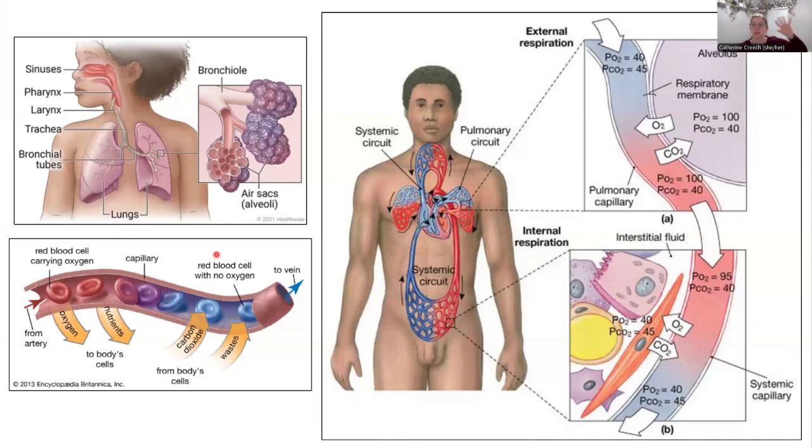So high concentration of oxygen in the air, low concentration of carbon dioxide. In my blood, high carbon dioxide, low oxygen. And so we're net exchanging both of those passively. It doesn't require any energy just because of the concentration gradient that we're in. We're also going to use that concentration gradient to move the carbon dioxide and the oxygen throughout our body.